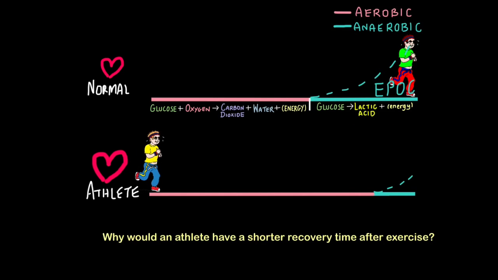Now our athlete, when they're running, they can supply more oxygen to every cell with every beat. So as a result, they can respire aerobically for longer. In fact, they might make the whole race without having to switch to anaerobic respiration at all. But let's just say in this example, they are switching to anaerobic respiration. But you can see much later and for a shorter period of time. This means their oxygen debt is much smaller, so their recovery time will be much shorter. So basically, athletes can deliver more oxygen to their cells with every beat of the heart, and this means they can respire aerobically for longer.